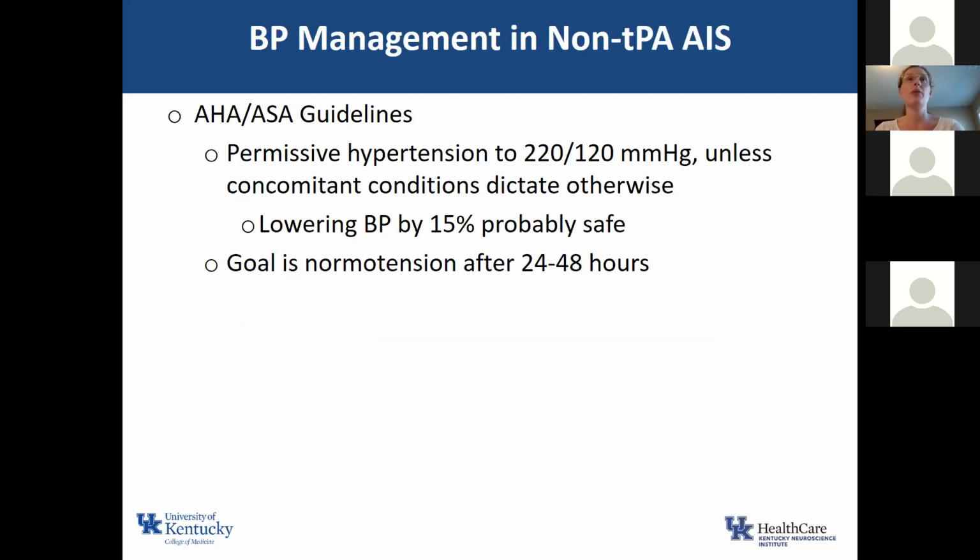Really, the reason that we're allowing for permissive hypertension is in case there is an ischemic penumbra around the core infarct, and that's what we're trying to protect.